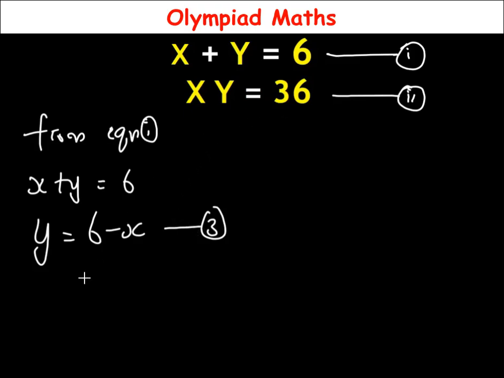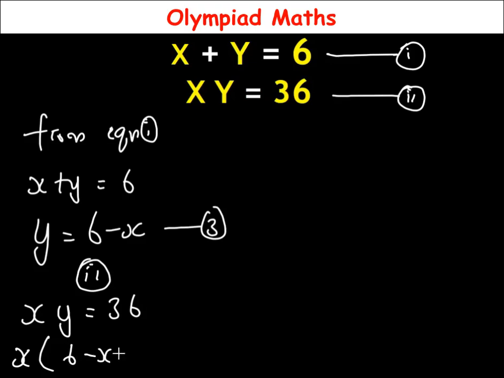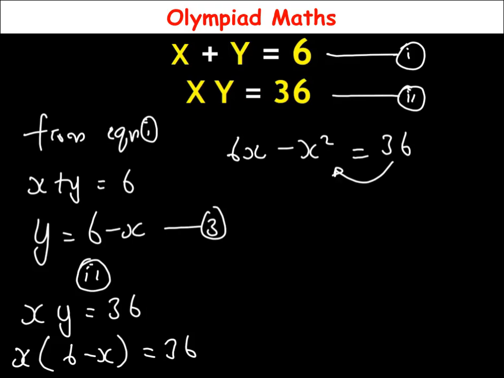Now from equation 2, which is x times y is equal to 36, inputting the value of y as 6 minus x into this equation 2, we are going to have x times (6 minus x) is equal to 36. So x times 6 is 6x. x times minus x is minus x squared, is equal to 36. From here, let us move 36 over to this side: 6x minus x squared minus 36 is equal to 0.